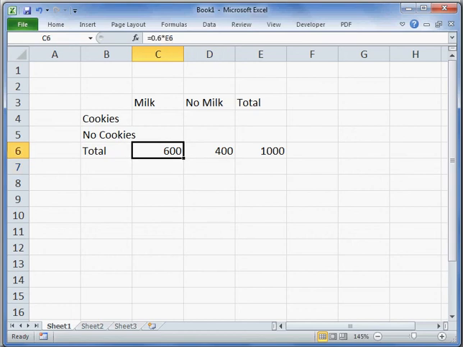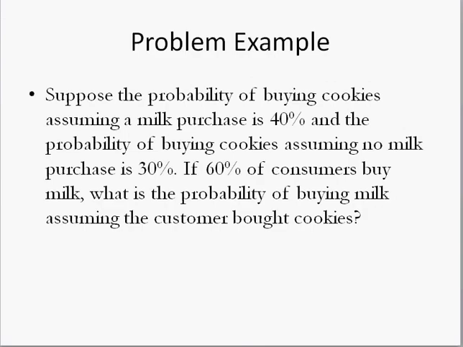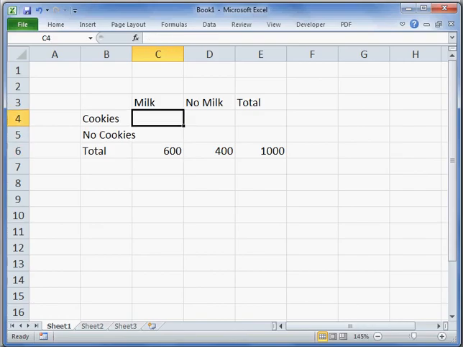So we've got 600 consumers buying milk. 40% of those buy cookies. So 40% of 600, so I do 0.4 times that number, and I get 240. 240 buy cookies, and therefore 360 don't in the milk purchasing population.